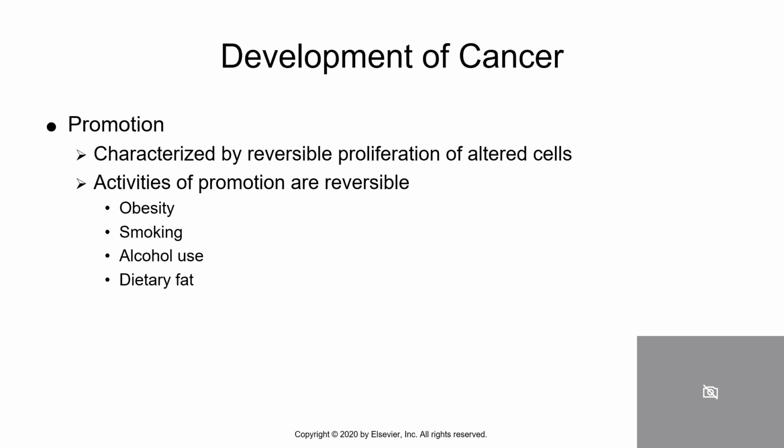Moving on to the promotion stage of the development of cancer. We've talked about the initiation stage and how the genetic mutations target certain genes. Now we're going to talk about the promotion phase, and an important distinction between the initiation and the promotion phase is that the promotion phase is considered reversible, right? So we may not be able to control when these changes are initiated, but we can help control how they are promoted.